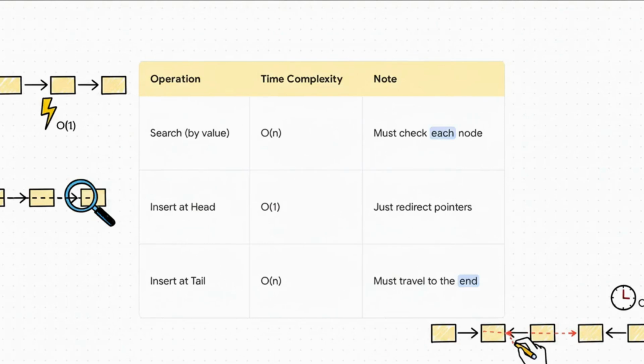This table really lays out the big trade-offs, doesn't it? Look, inserting at the head is lightning fast. That's our O(1).